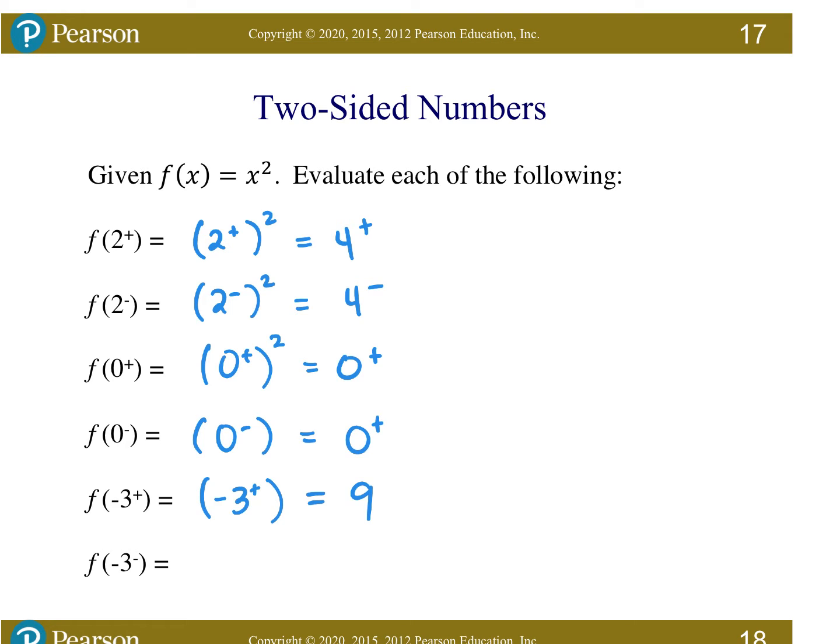Now let's talk about sides. If I'm starting on the right side of -3 and I square it, which side of 9 do I end up on? End up on the left side of 9. Started out on the right side of -3, but the left side of 9.